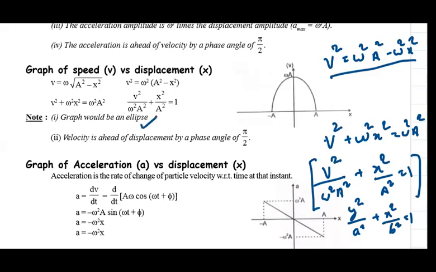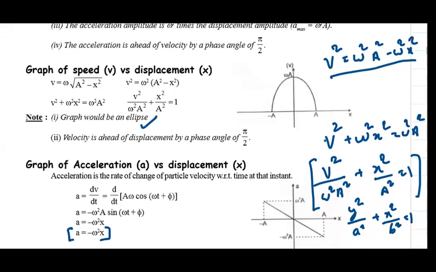So this is for advanced. In advanced, they can mix the concept of ellipse and this. Now, when you talk about the graph of acceleration and displacement, it is pretty easy because a is equal to minus omega squared x. This is just a straight line. a is directly proportional to x, just a straight line. Yes or no? This is a pretty easy one.